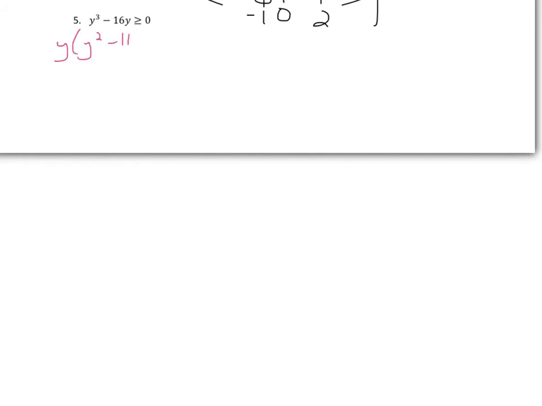Y squared minus 16 on the inside still. So now you see a difference of two squares. We can factor that again to y plus 4, y minus 4. It's all got to be greater than or equal to 0. Okay, now we have three terms. So that tells us that we have to have either 0 or two negative numbers. All right, out of these three things, either 0 or 2.